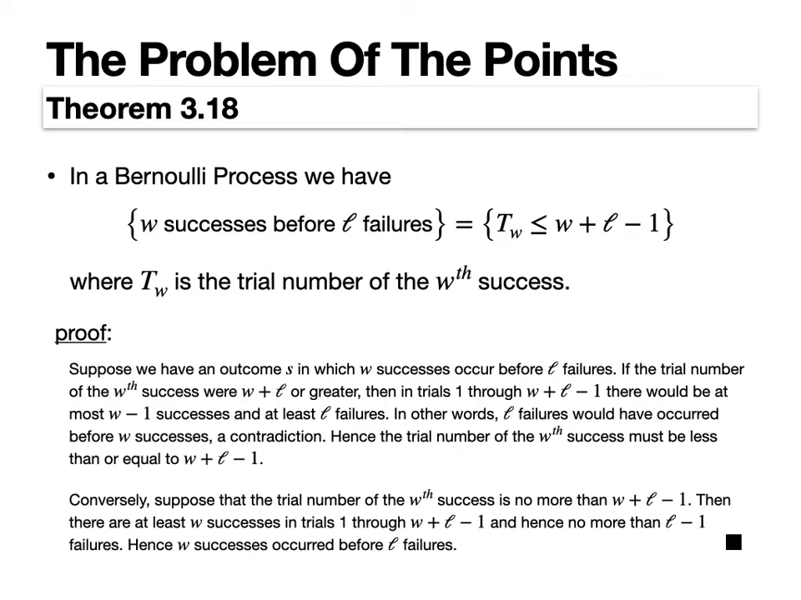Let's do the inclusion in the other direction. Assume that the trial number of the Wth success is no more than W plus L minus 1. Then that means there are at least W successes in trials 1 through W plus L minus 1, and hence there can be no more than L minus 1 failures. Therefore, W successes would have occurred before L failures. And we have the inclusion going the other way as well. So that's the proof of theorem 3.18.